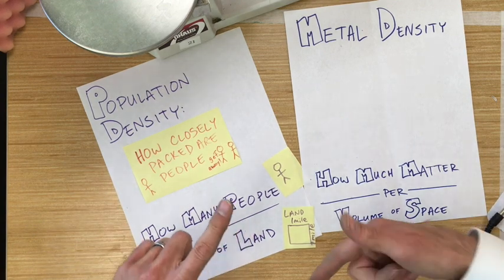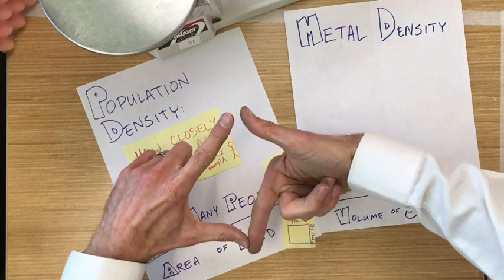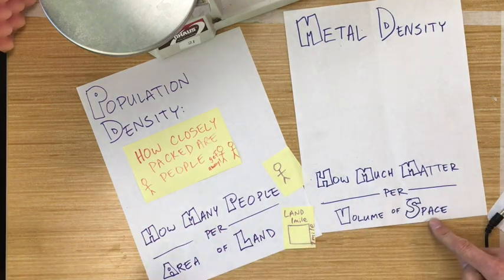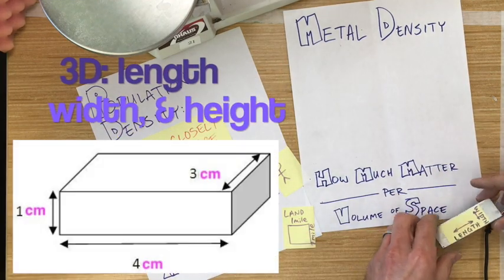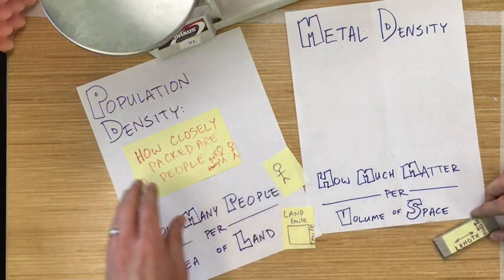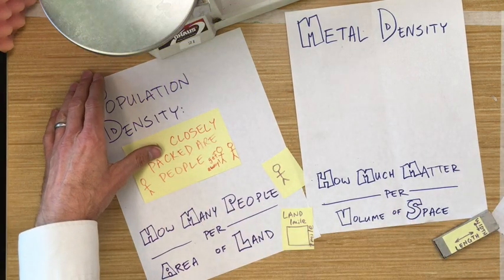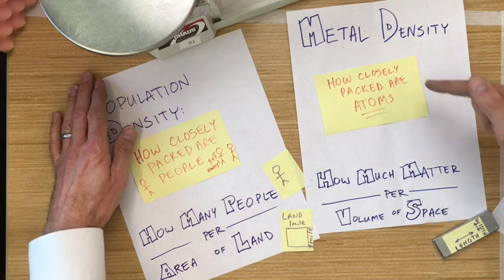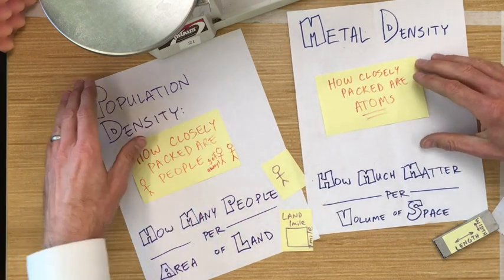Area of land, that's a two-dimensional shape with a width and a length. A volume is a three-dimensional space with a length, a width, and a height. So let's talk about how we calculate the density when we're really talking about how closely packed are the atoms.